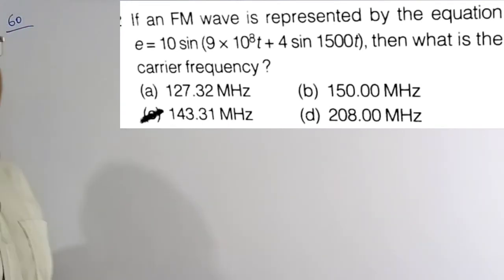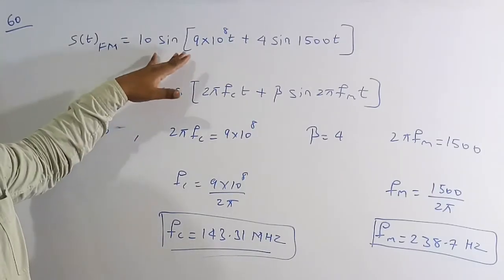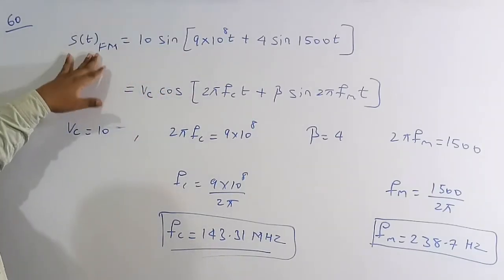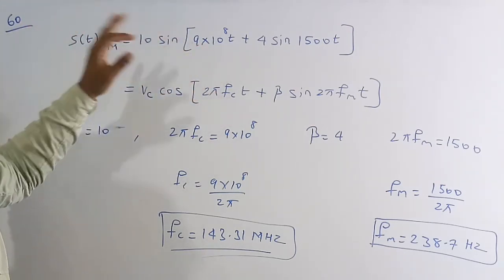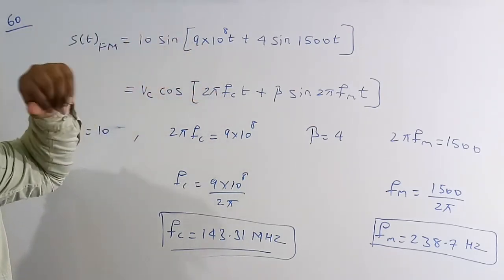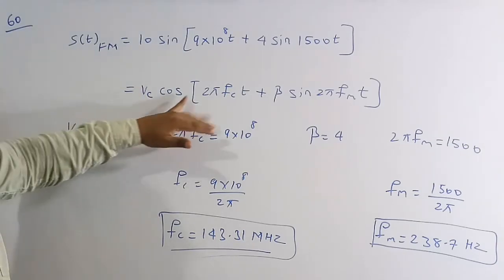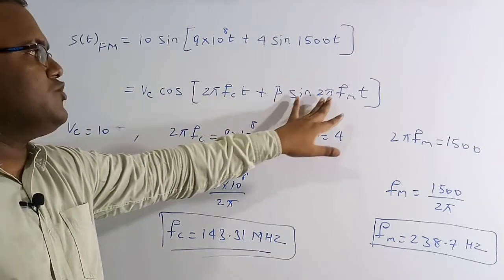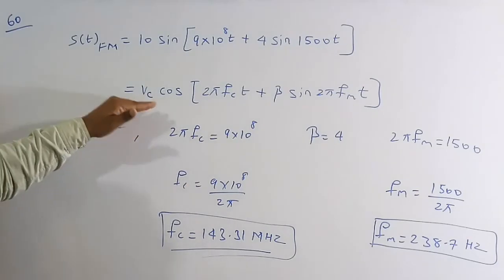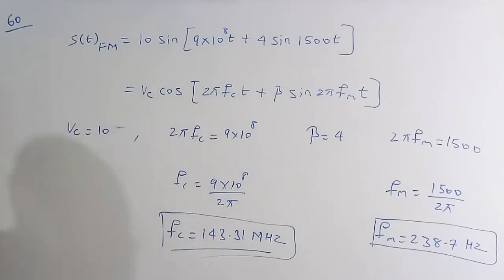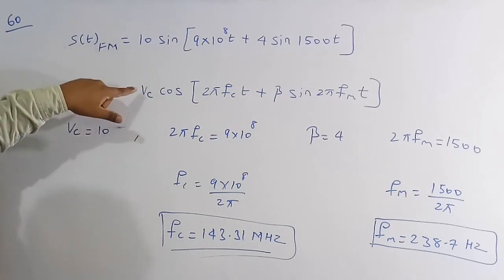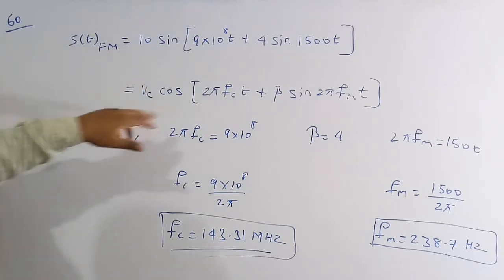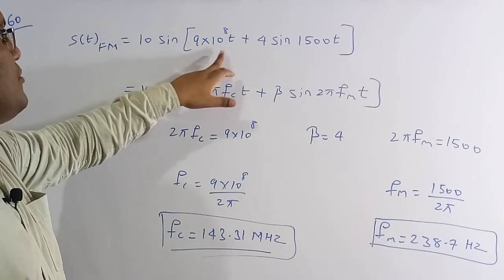So let's solve this numerical. This is the equation which is given for the FM wave, S of t FM is equal to, and this is the equation given in the question. Now we are going to compare this equation with the standard equation of the FM wave, which is Vc cos(2 pi fc t plus beta into sin 2 pi fm t). This is the standard equation for frequency modulation. If you compare both equations carefully, we get Vc is equal to 10 volt and 2 pi fc is equal to 9 into 10 to the power of 8.